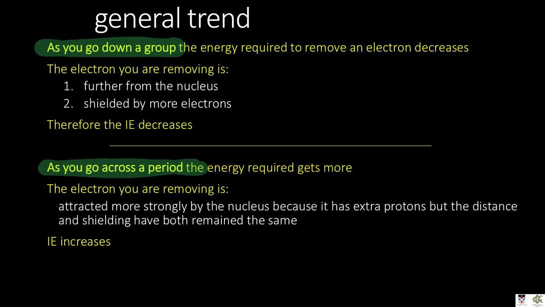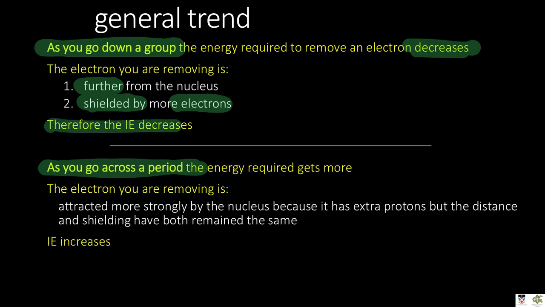The general trend going down the group is that the ionization energy will decrease, and that is because the outer electrons will be found in an energy shell which is further from the nucleus. So there will be an increase in the distance between the outer electrons and the nucleus, and as a result of the extra electron shell, there will be more shielding by inner shells, more electrons shielding the outer electrons from the attraction of the nucleus. Therefore the ionization energy decreases as we go down the group.